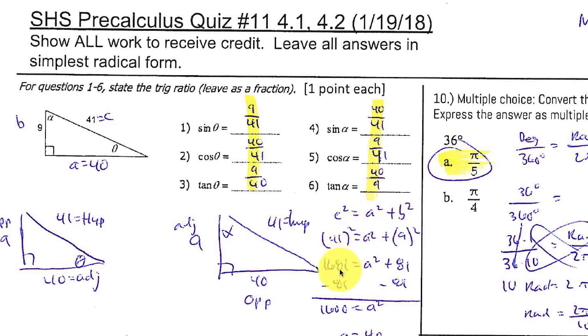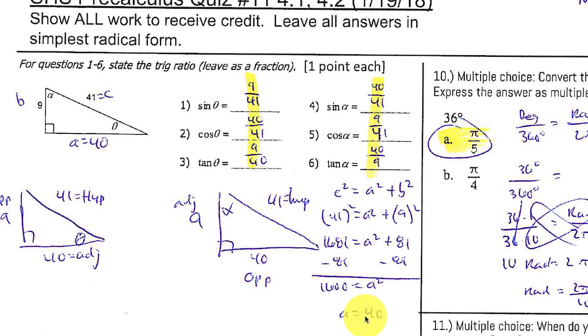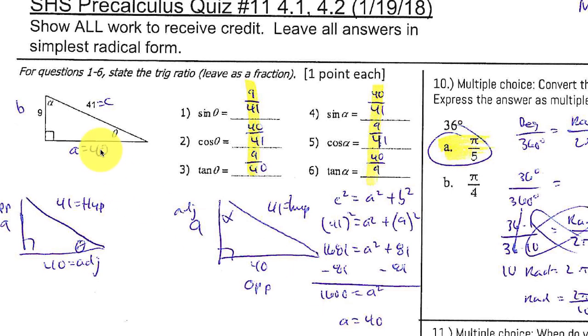41 squared is 1681, and 9 squared is 81. Subtract 81, you get 1600 equals A squared, and then A equals 40. And then if you got confused with the two different Greek letters here, this is alpha. What I did is I just put alpha here, and then you label your triangles based off that.